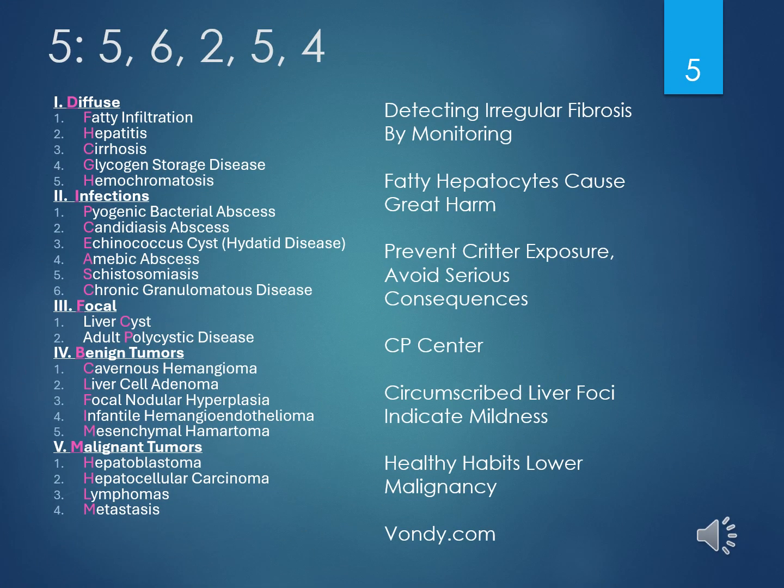The next step in memorizing my outline is to use the first letter of each area in a mnemonic device. So for example, for the titles of the categories, diffuse, infections, focal, benign, and malignant, we can use a mnemonic device to remember those first letters for our outline, detecting irregular fibrosis by monitoring. And then, for example, for the first category of diffuse diseases, we can use a mnemonic device, fatty hepatocytes cause great harm, and so on and so forth.